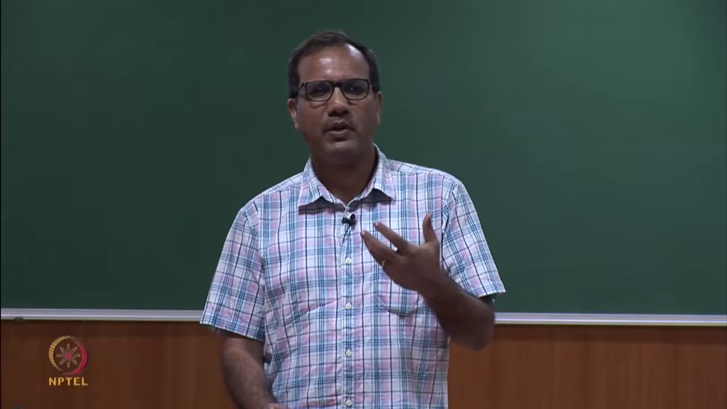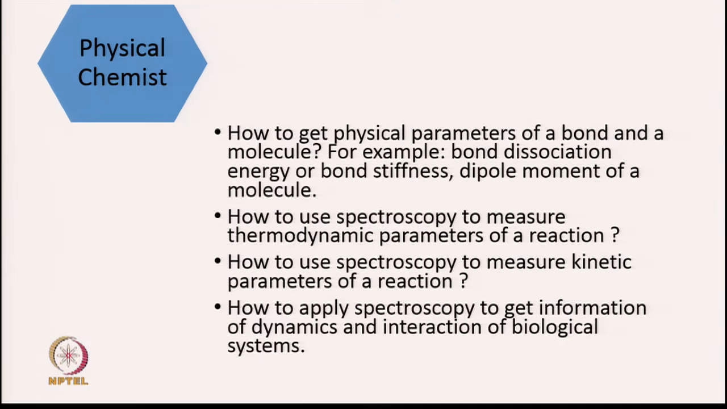So, for example, if you take a physical chemist, what does he want to get? He wants to get physical parameters of a bond or a molecule. So, a physical chemist will know how to get bond dissociation energy or a dipole moment of a molecule using spectroscopy.